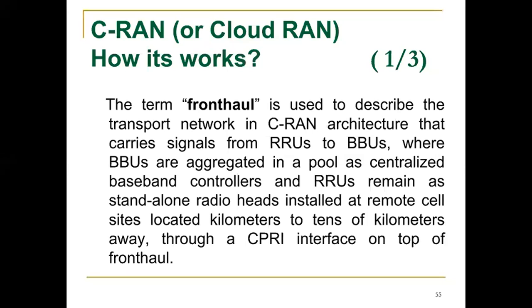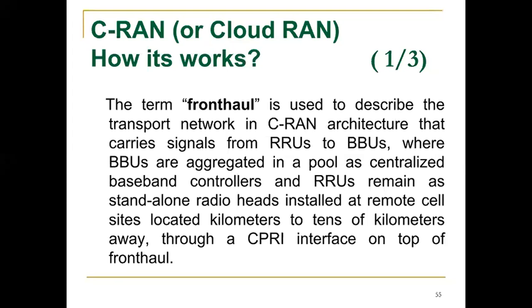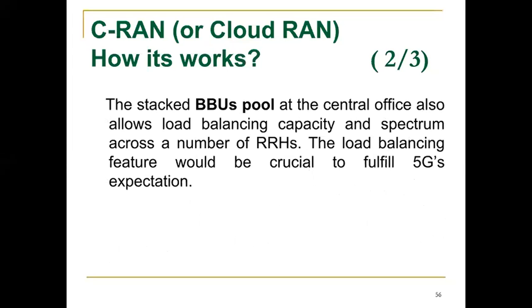So fronthaul is nothing but a connectivity between the radio resource unit and the baseband unit. Baseband units in large numbers are aggregated in a pool as a centralized baseband control. Aggregation means all the different baseband units are not in a single entity but in a group of entities that is aggregated. On the other hand, the radio resource units are standalone at the remote cells, and this may be tens of kilometers away from the CPRI interface.